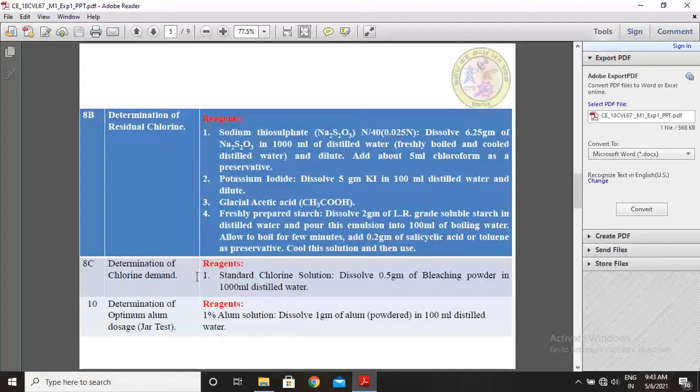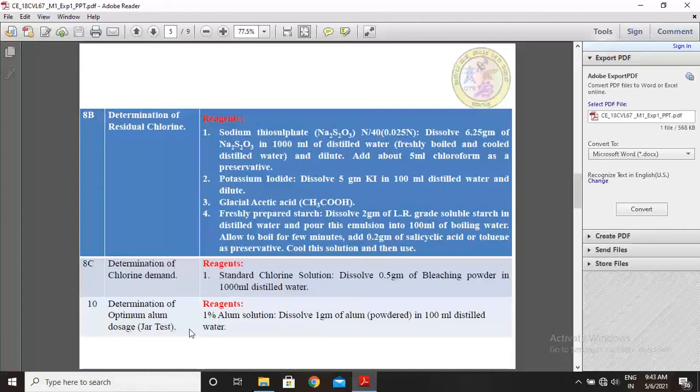For this experiment, the reagent required is standard chlorine solution. To prepare this standard chlorine solution, dissolve 0.5 gram of bleaching powder in 1000 ml distilled water and dilute it completely. So now this becomes standard chlorine solution. Then execute the experiment. Next, how to determine optimum alum dose by jar test.